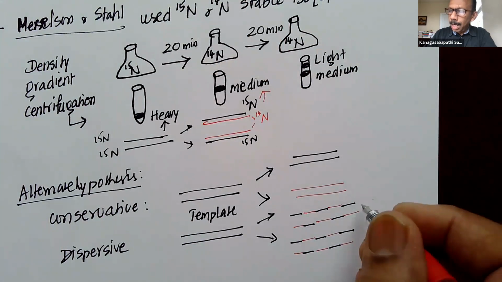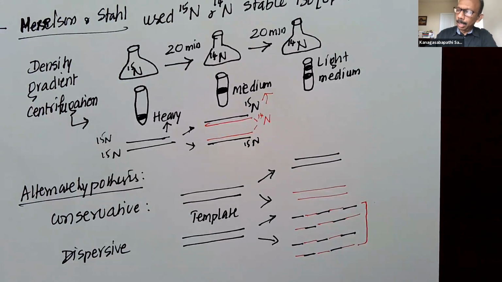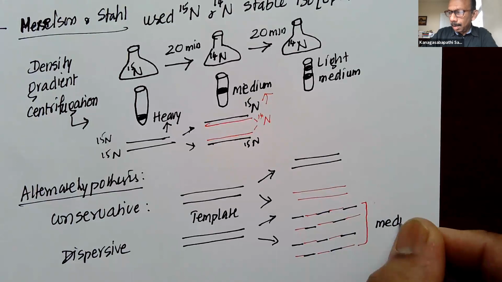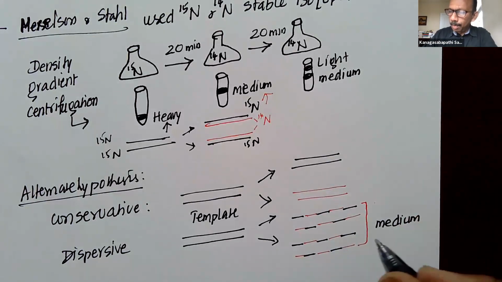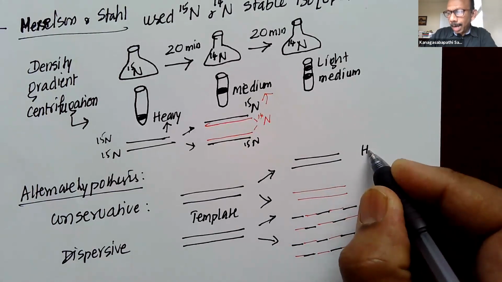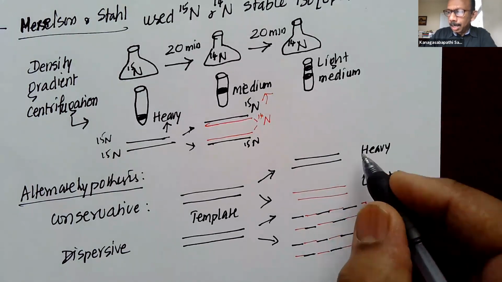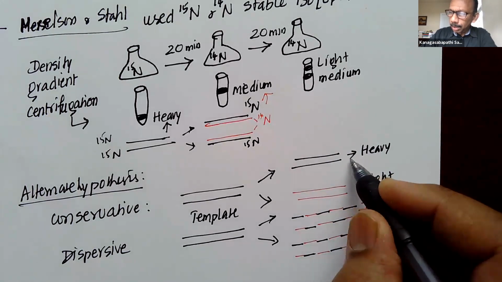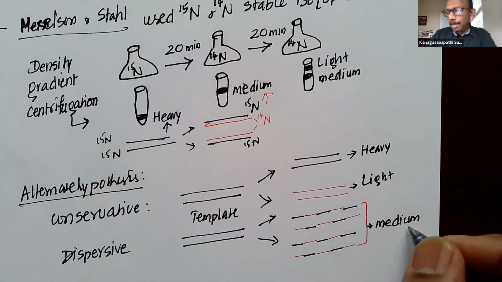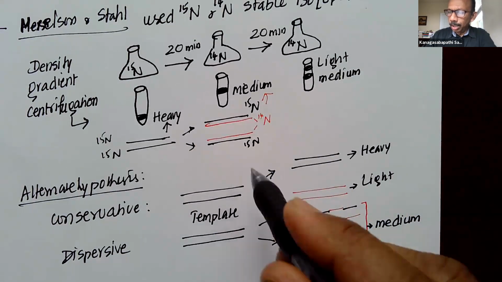And in that case, this can also be a medium density band. Okay, so if you have the dispersive mode, this can also be medium density. If you have conservative mode, you expect to find one heavy band and one light band. That did not happen. But the medium density band happened, so you cannot distinguish between these two. Okay.